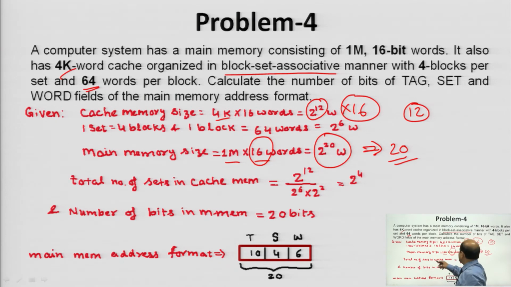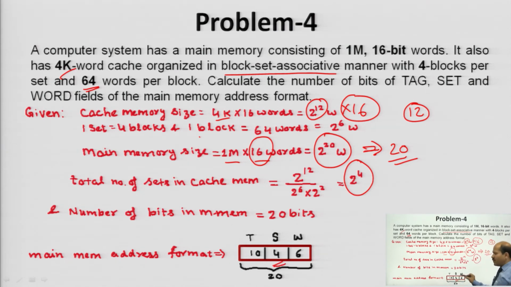Now, the total number of sets in cache memory, what is that size in terms of blocks? The cache memory has 2 to the power 12 words, as we have already calculated, divided by the number of words per set. There are 2 to the power 6 words per block times 4 blocks in each set. So, the total number of sets in this case is 2 to the power 4. 2 to the power 4 means there are 16 sets in the cache memory. So, 4 bits are required for the set, as we have written here.